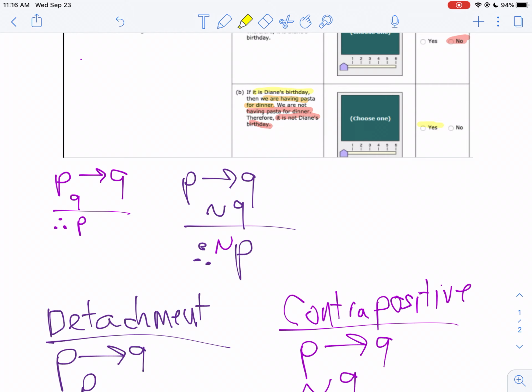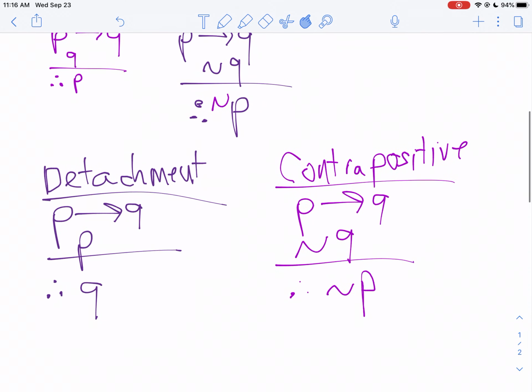So you're going to be looking at, is it the law of detachment, is it the law of contrapositive, or is it neither? If it's neither, it's not valid. If it's a law of detachment, it's valid. If it's a law of contrapositive, it's valid. And there's the law of syllogism, but usually we don't have too many questions on that. But you might be the first. We'll find out.